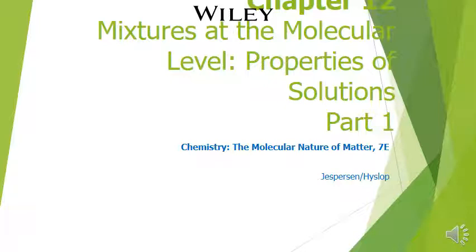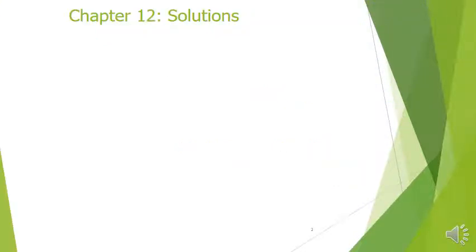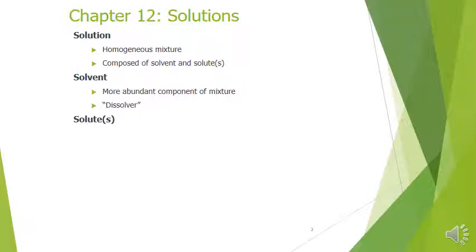Okay, so let's move forward with mixtures at the molecular level, properties of solutions, part one. So let's talk about solutions, and let's slide through them and see what this slide has to say. Solutions are homogeneous mixtures, so when you look at them, they look all the same. Like if you had a bottle of Coke, you would see the same uniform composition all the way through. A solution is composed of a solvent and a solute.